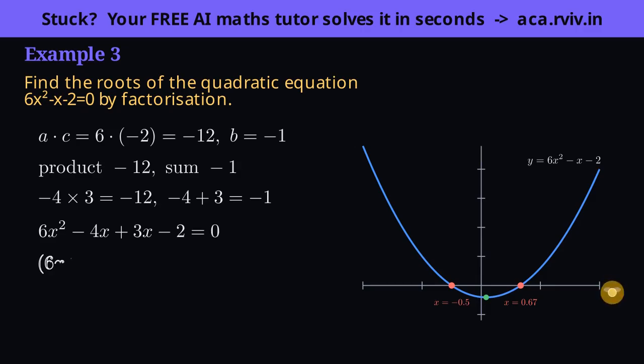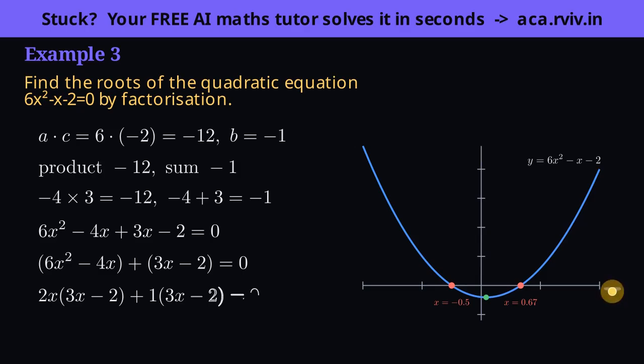Bracket the four terms into two neighboring pairs. The plan is to pull a common factor from each pair and reveal a shared bracket. From the first pair take out 2x leaving 3x minus 2. From the second pair take out 1, always keep it as 1, don't drop it, also leaving 3x minus 2. And there's the magic, the same bracket appears in both.